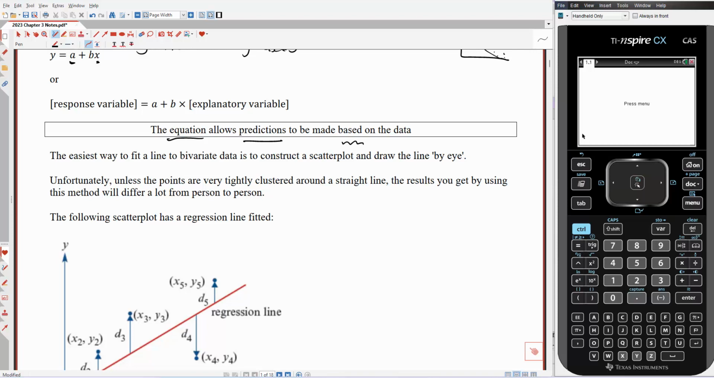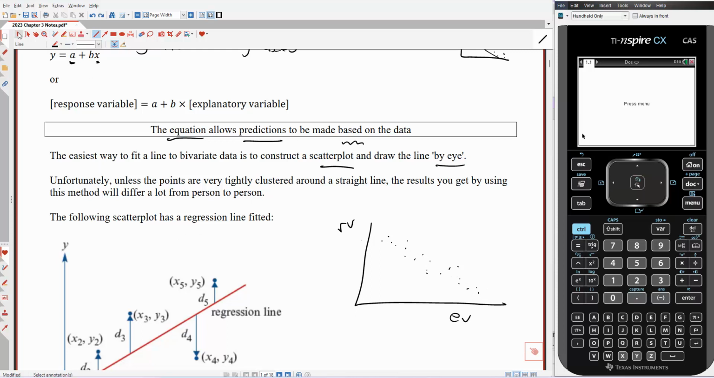So the easiest way to fit a line to bivariate data is to construct a scatter plot and draw the line by eye. That is, if this was our scatter plot, what we do is by eye just roughly go, okay, I think the line of best fit is this line here. And that's a pretty good performance. But that's my line of best fit. You might have come in and thought, no, I disagree. I think it's like that. I think that's the line of best fit. And someone else might come in and go, that is definitely the line of best fit.